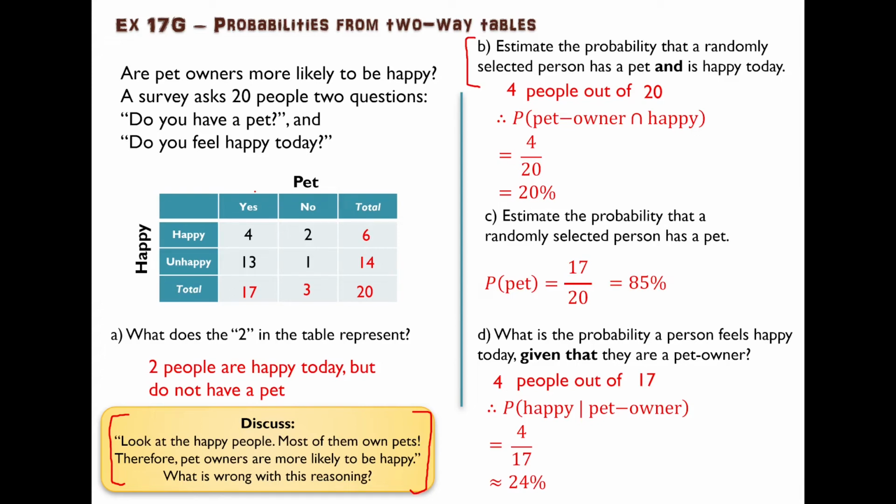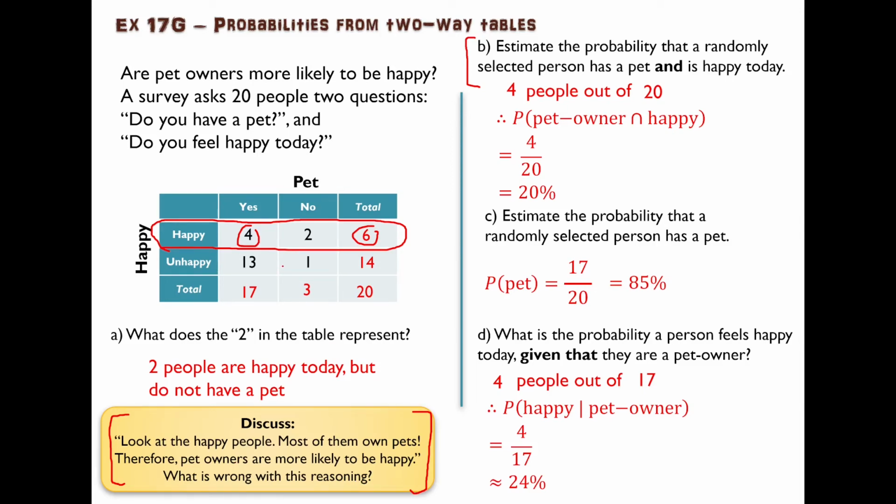Look at all of the happy people. You look at the happy people in this population, or in this sample, I should say. Most of these happy people own pets. 4 out of 6, 2/3 of the happy people own pets. Most of the happy people own pets, that's true. Therefore, pet owners are more likely to be happy. They're happier on average. What do you think of that? Is there something wrong with this reasoning?